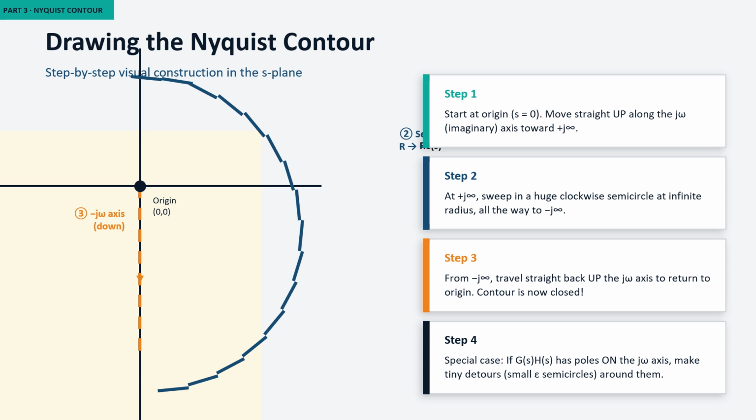Now let us see how to draw it clearly. Start at the origin. Go upward to plus j infinity. Then draw a large semicircle on the right side. This semicircle is very big, almost infinite. Then come down to minus j infinity. Finally return to the origin. Now we have a closed loop. Important note: if there is a pole on the imaginary axis, we must avoid it using a small curve. This is called a detour.